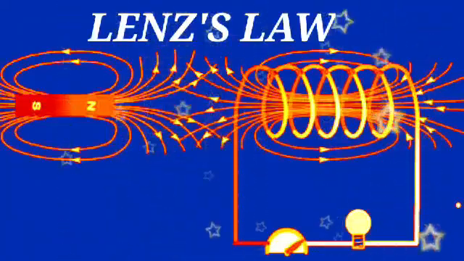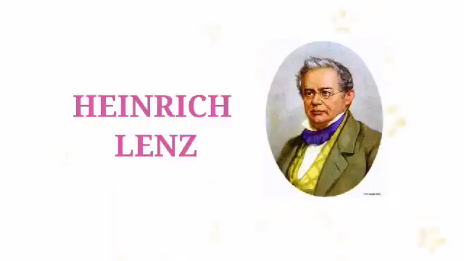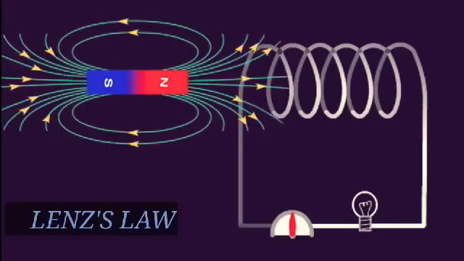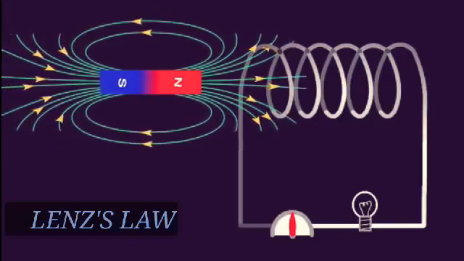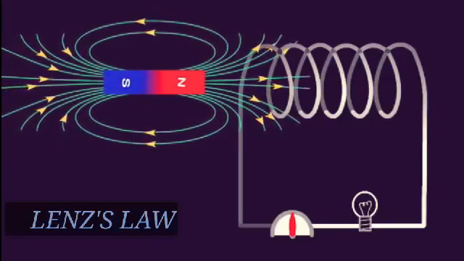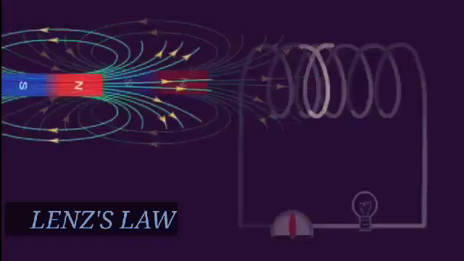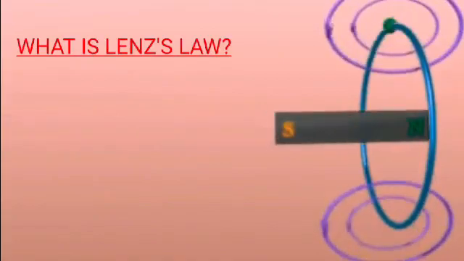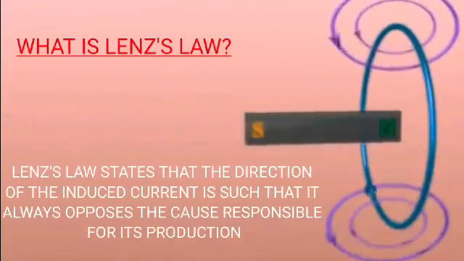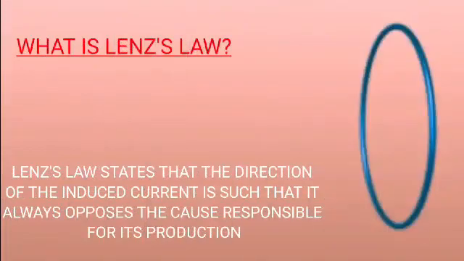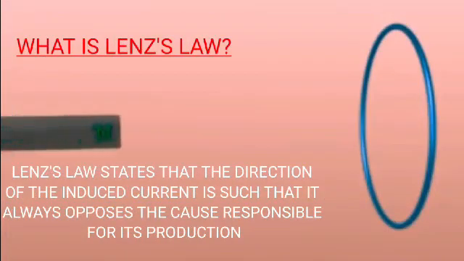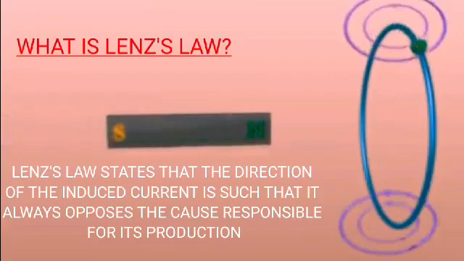Next division: Lenz's law. A German physicist, Heinrich Lenz, performed his own experiment on electromagnetic induction and deduced a law to determine the direction of induced current. This law is known as Lenz's law. What is Lenz's law? Lenz's law states that the direction of induced current is such that it always opposes the cause responsible for its production.